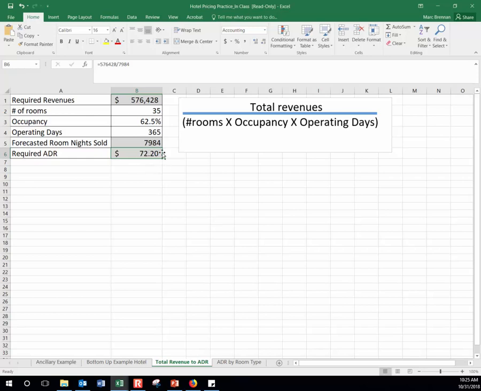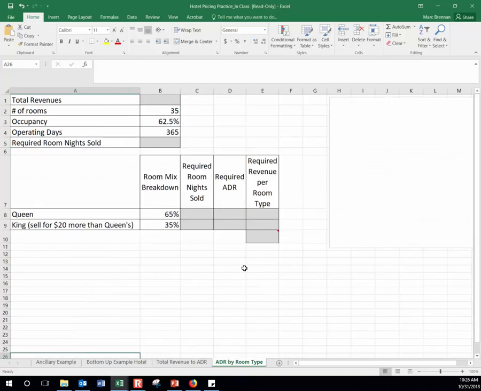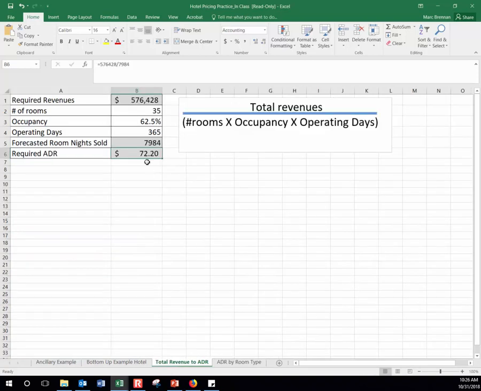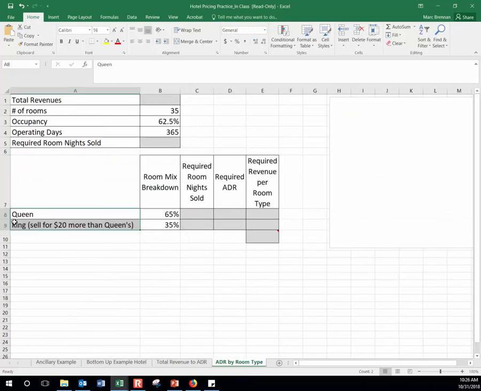So we would want to make sure that, using our revenue management, we can get to $72.20. Now, we want to make sure that we're able to also break it down by room type, because different rooms are going to charge different prices. So this would just be an overall average daily rate, just like we would have done for the restaurant to break it down by meal period. We're going to break it down by room type here.